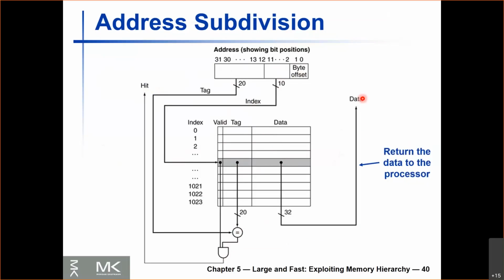It was taking the address that we were giving it, breaking it up, indexing the cache, checking the valid bit, comparing the tag, and if we have a hit, accessing the data. Now we could have a hit, but we could also have a what? We could have a miss. So if we have a miss, what do we need to do? We need to go to the next level in the cache.